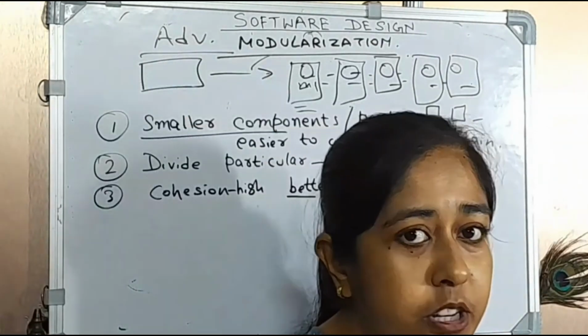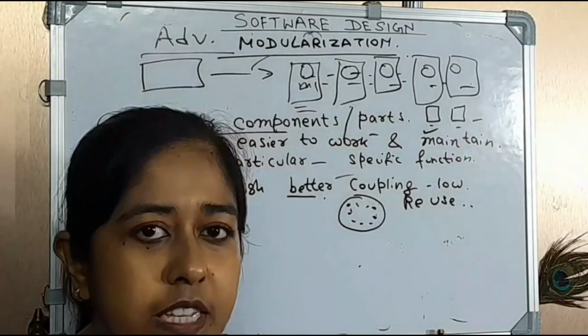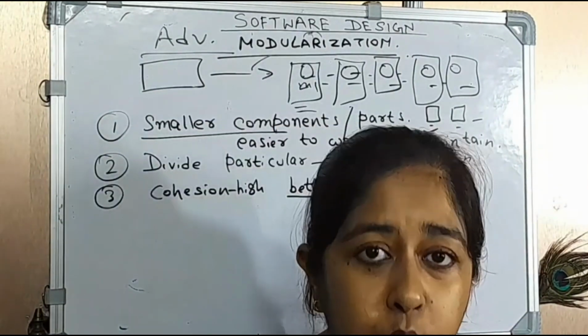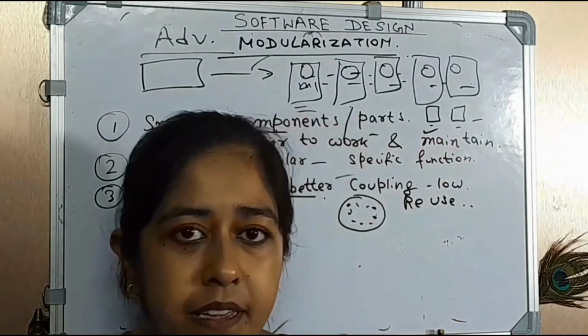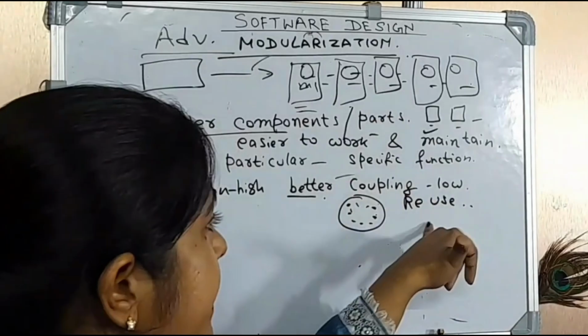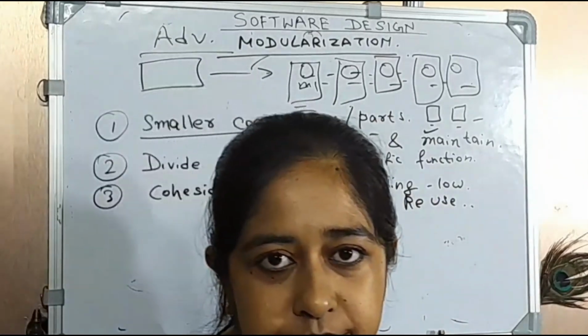We have seen in the RAD model, what we were doing, we were reusing those things. We were reusing particular modules, we were reusing the code so that time can be saved. So in that kind of model, if cohesion is high, then you can easily reuse that one.